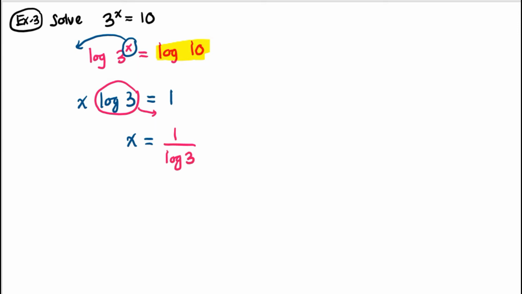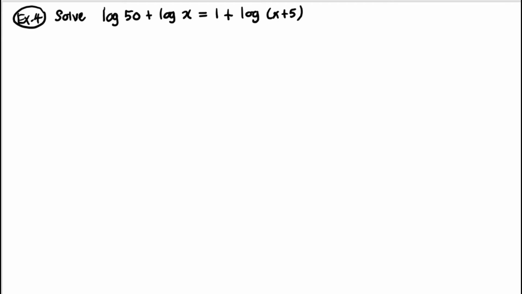So you can use your calculator and you get the answer for this one, all right? You write your answer, right? So 1 divided by log 3, therefore you have 2.0959. All right, we're done. Okay, let's get to example number 4 here.